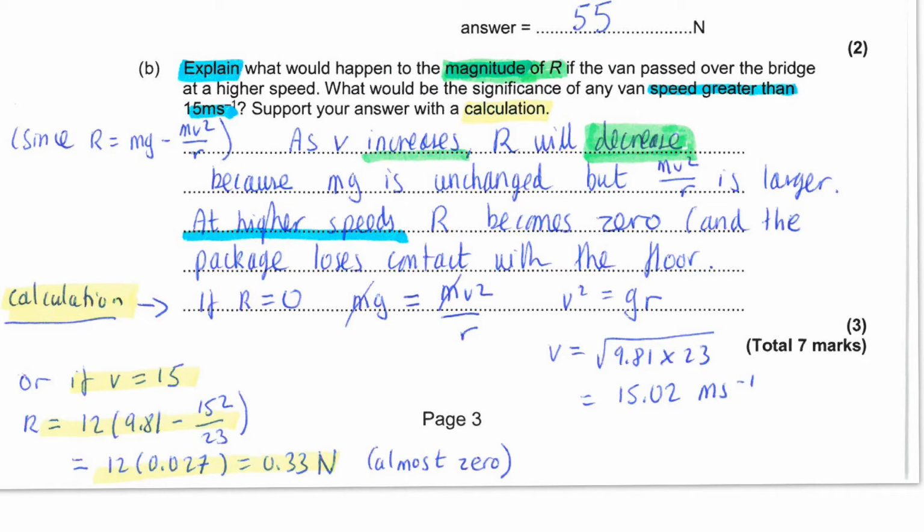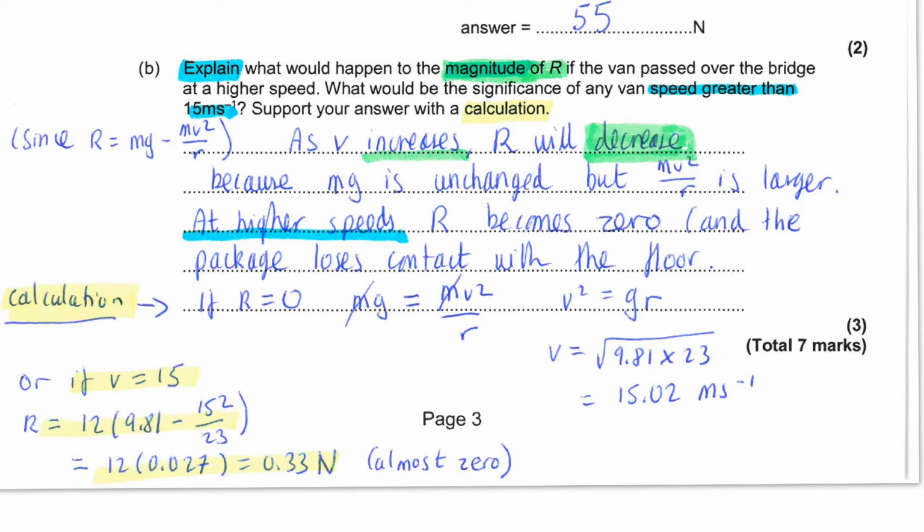So first of all, what does happen to the magnitude of the normal reaction at higher speeds? So looking at the equation that you had previously, you can see that if the speed is higher, then this part of the equation becomes larger, but mg, the weight, is unchanged, and so the normal reaction will decrease.